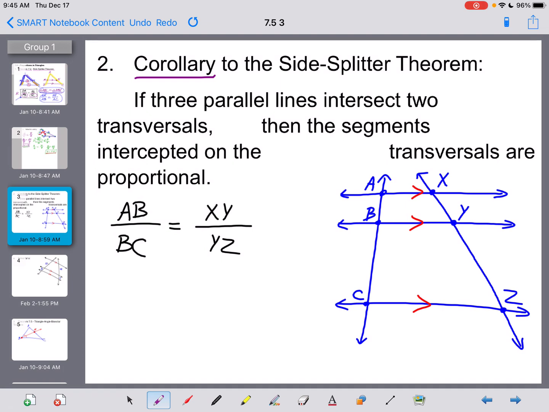So our corollary to the side splitter theorem says the following. If three parallel lines intersect two transversals, there's the comma. So stop reading right there and draw a diagram.